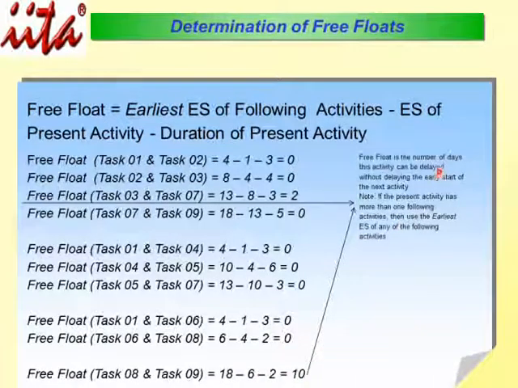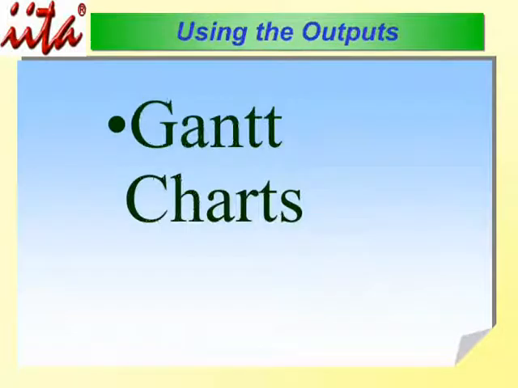So the free float is the number of days an activity can be delayed without delaying the early start of the next activity. Note, if the present activity has more than one following activity, then use the earliest of the earliest start of any of the following activities.